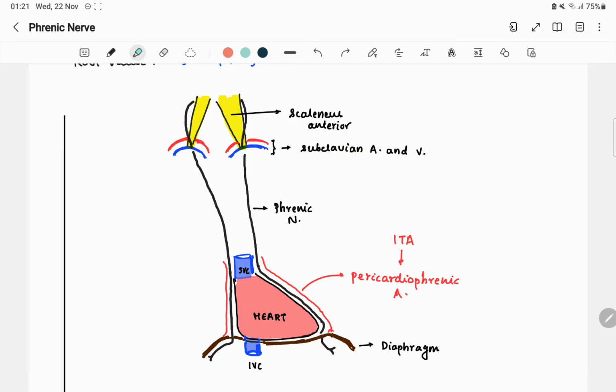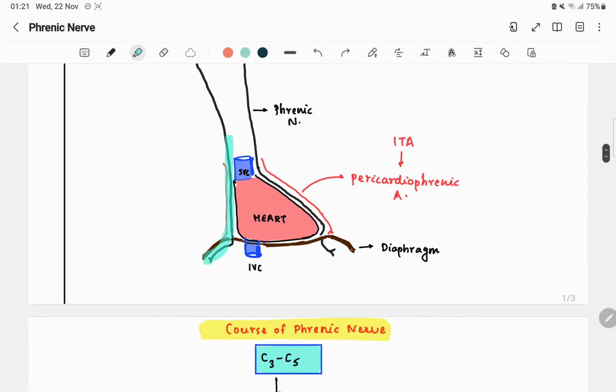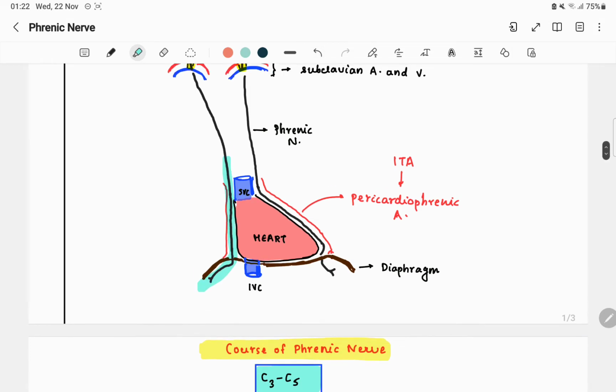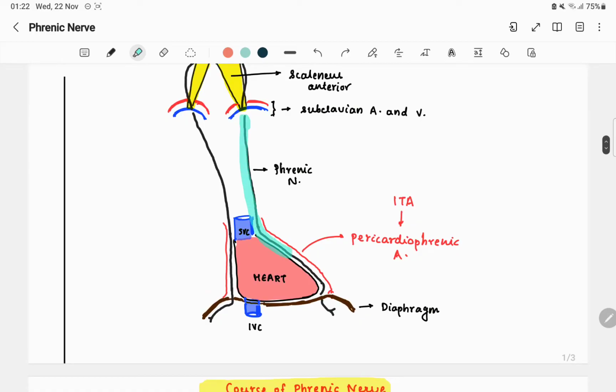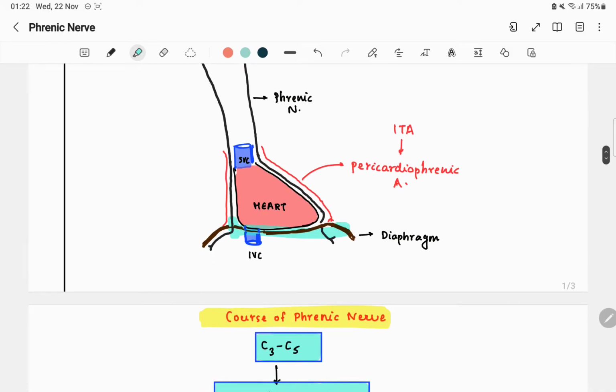Between the subclavian arteries and veins, these are your phrenic nerves which are coming, and this is your right phrenic nerve, just going beside this heart. Your left phrenic nerve is coming like this and going down. Understood? And supplying the diaphragm.